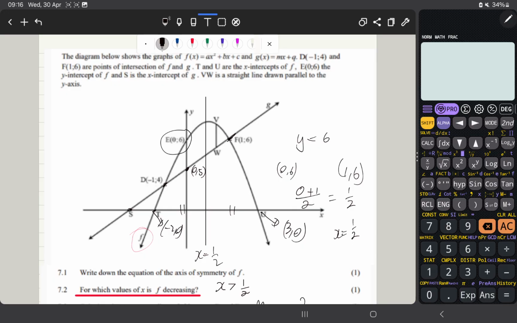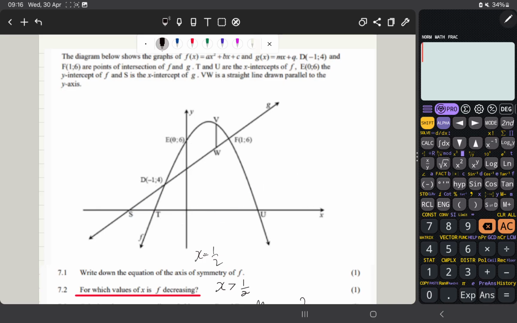If I look at this graph, this parabola, and I'm trying to find the x values where the g function is greater than the f function, what I can realize is that for any x value between -1 and 1, the y values of f are greater than the y values of g.